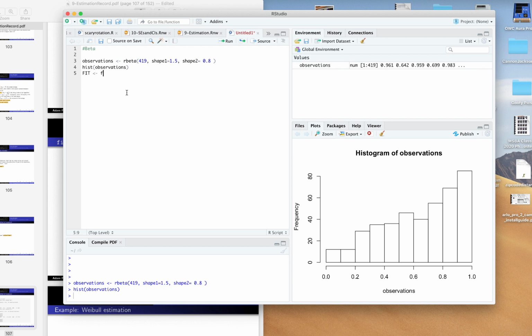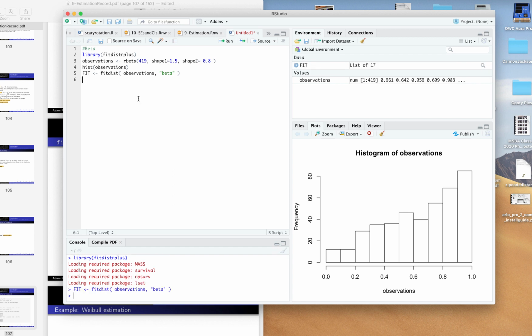Well, easy enough. We're going to run fitdist. The first argument is going to be the vector containing our data values. I've named that observations. And since R knows about the beta distribution by just the abbreviation beta, we put that in quotes as the second argument and we run it. And of course, we've got to make sure that library is loaded up. But once the fitdistrplus library is loaded, we automatically get this.